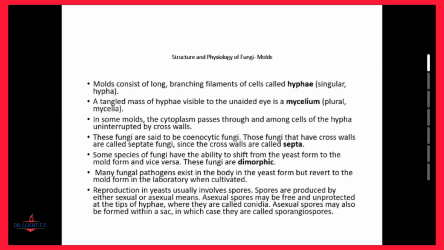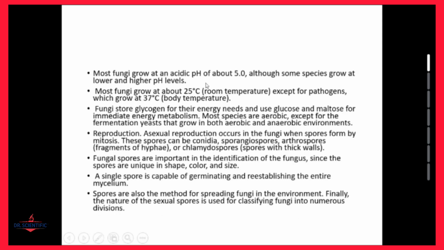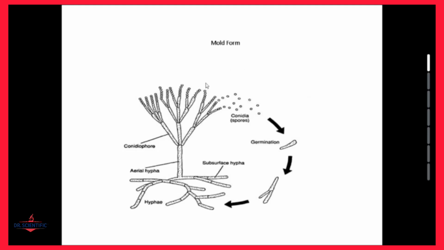Then when we talk of the structure and physiology of molds, that's an example of the mold form. We have what we call the aerial hypha. The hypha which looks like roots down there is the subsurface hypha, so to speak. Then when it grows up, at the end we have what we call conidiospores. Once they bud off, they germinate through forming long tubes, and then from there again they form. So that's how the mycelia and the hyphae are formed, the mold form.